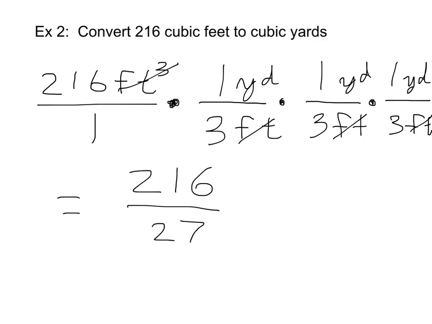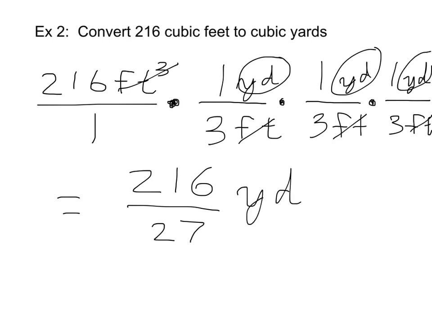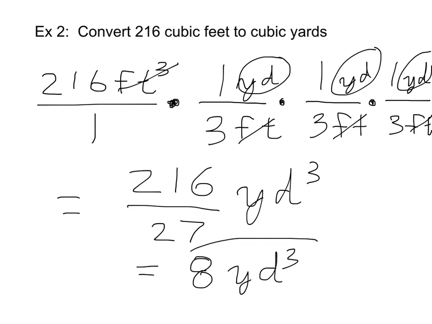And notice again, we have our 3 units to represent our cubic yards now. So cubic yards, yards with an exponent of 3. Now if we want to, we can go ahead and reduce that down. And when you divide that, you will find that that's going to be equal to 8 yards cubed. So notice the difference that we make here.